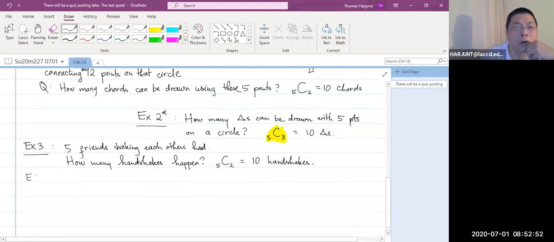Example 4, I can give you more. Example 4: 5 teams play each other once. How many games should be played?